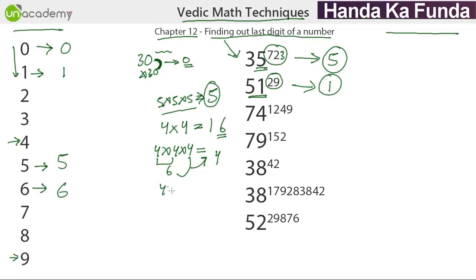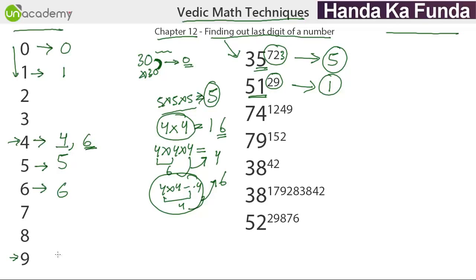If I had 4 into 4 and I had done this 4 times, the first 3 times would have given me 4 again, and 4 into 4 would have given me 16, or 6 again. So what I'm essentially trying to say is, when you keep on multiplying 4 with itself, you will either get a 4 or you will get a 6. If the number of times you are multiplying is even, say 2 times or 4 times, you will get a 6. If the number of times you are multiplying is odd, you will get a 4.